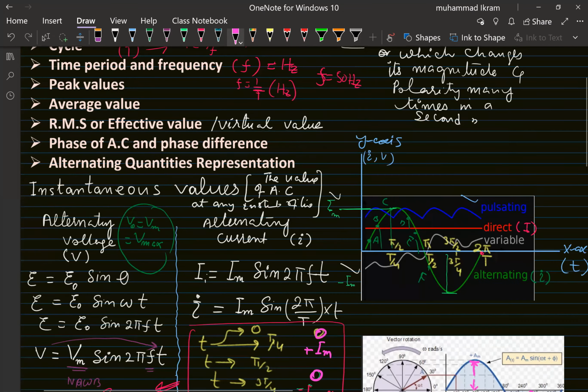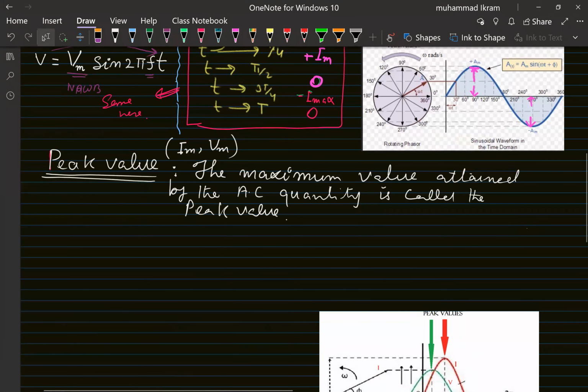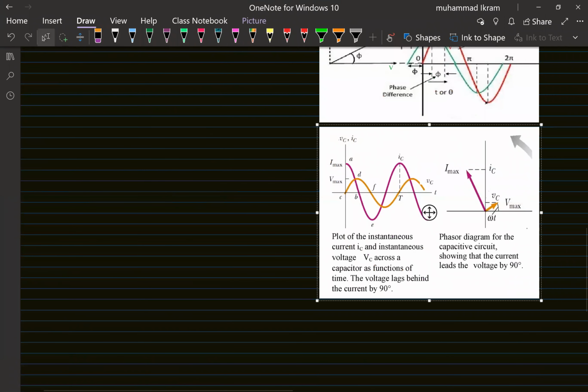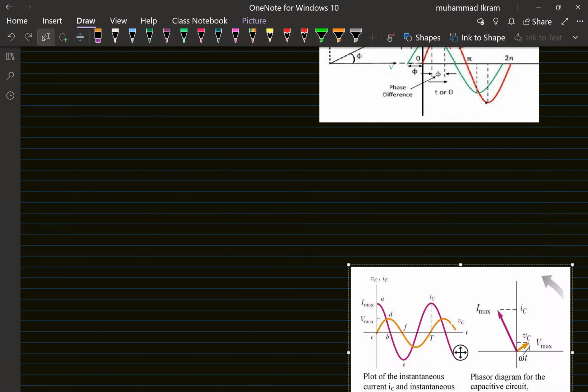The next value is the average value. Now, what is the average value? The average value of the alternating current is... let me first do this so as to create more space.